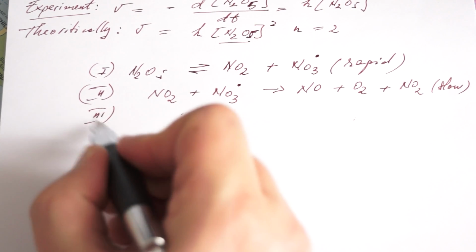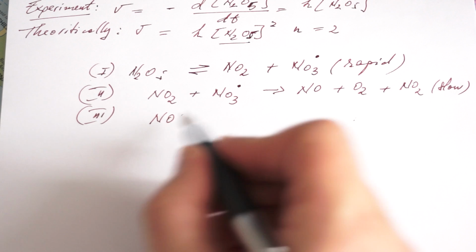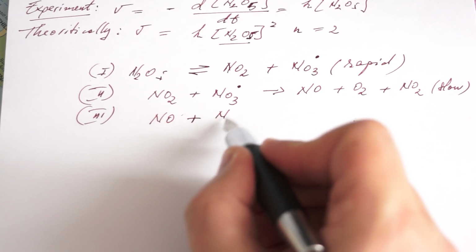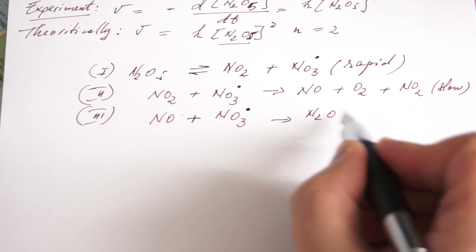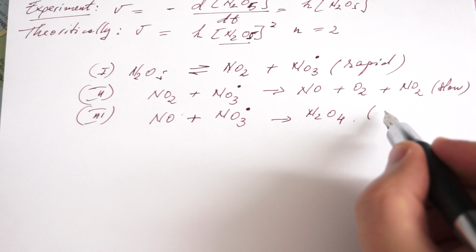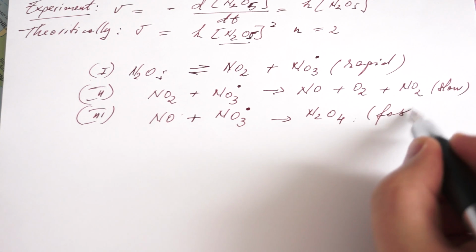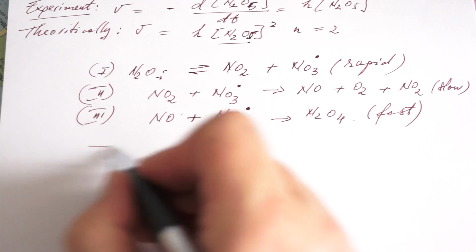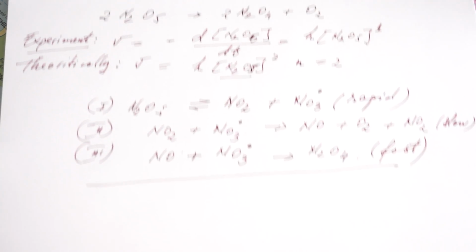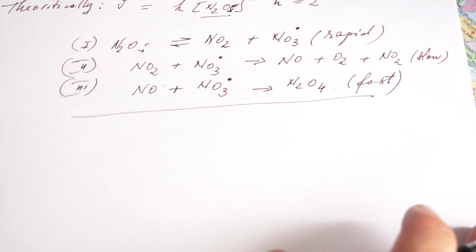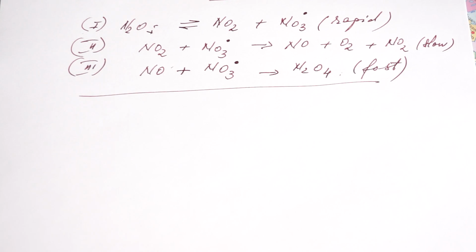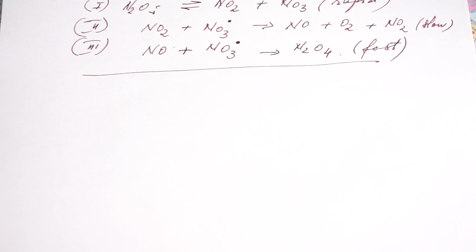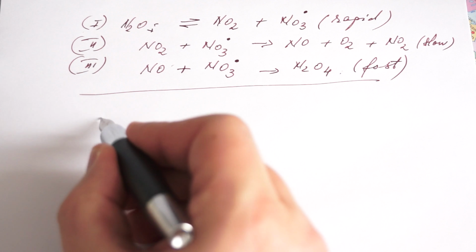In the third step, we would have the reaction between nitrogen monoxide plus nitrogen trioxide radical into the final product. And this is also fast. Obviously, if I sum up the reactions, I will end up with the final reaction that we have here. Now, because this is the slowest reaction, it is also the rate determining step. It is usually called the rate determining step, and this will give me the kinetic law.